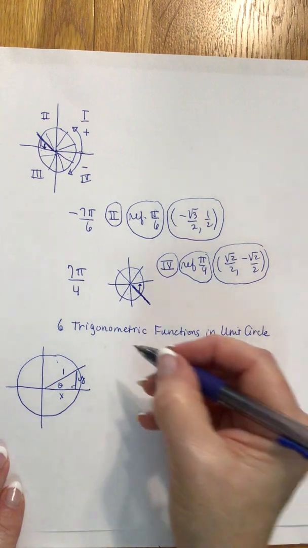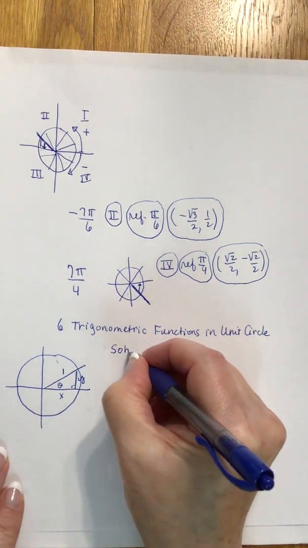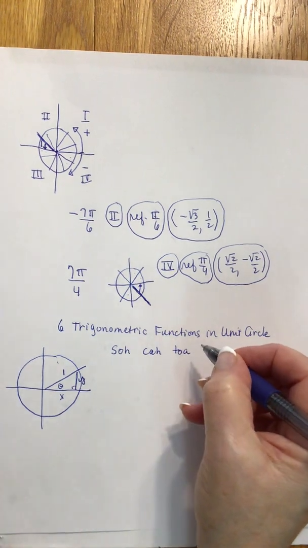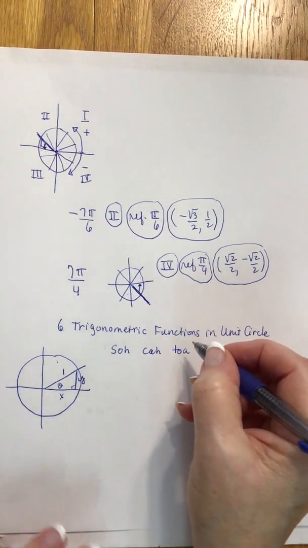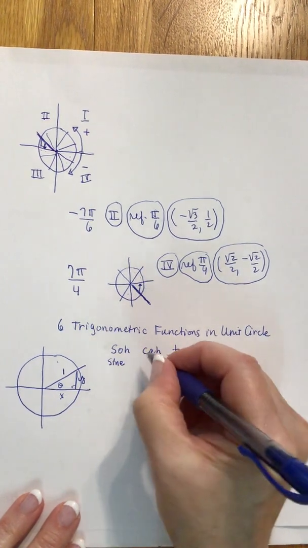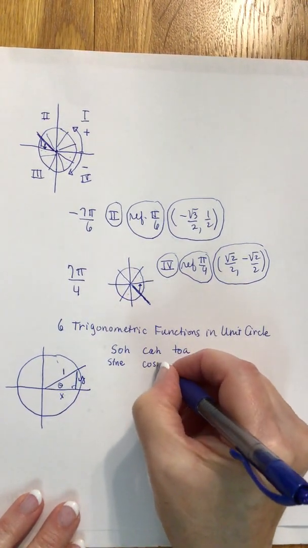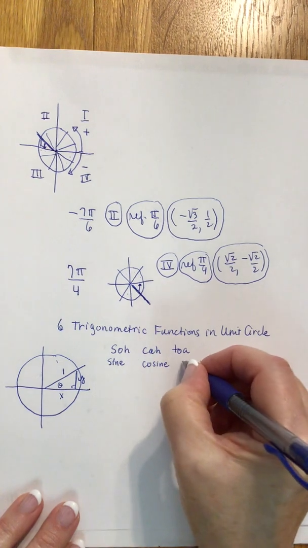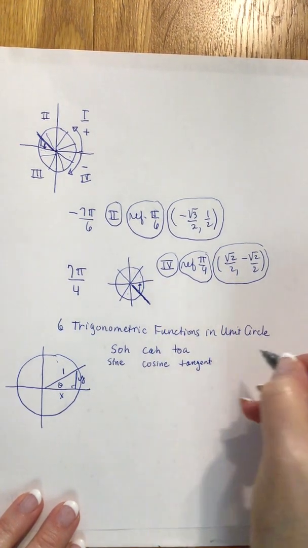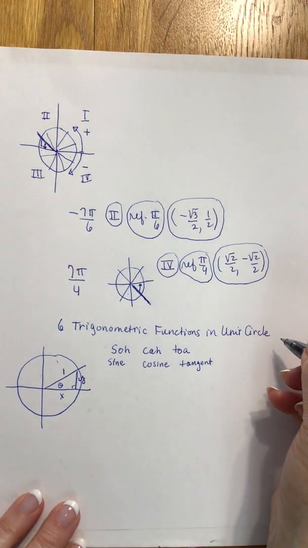Now, you guys learned in geometry this saying, SOHCAHTOA. So we said back then, SO stood for sine, CA stood for cosine, and TOA stood for tangent. So we're going to deal with those 3 first, and then we'll come back and do the other 3.